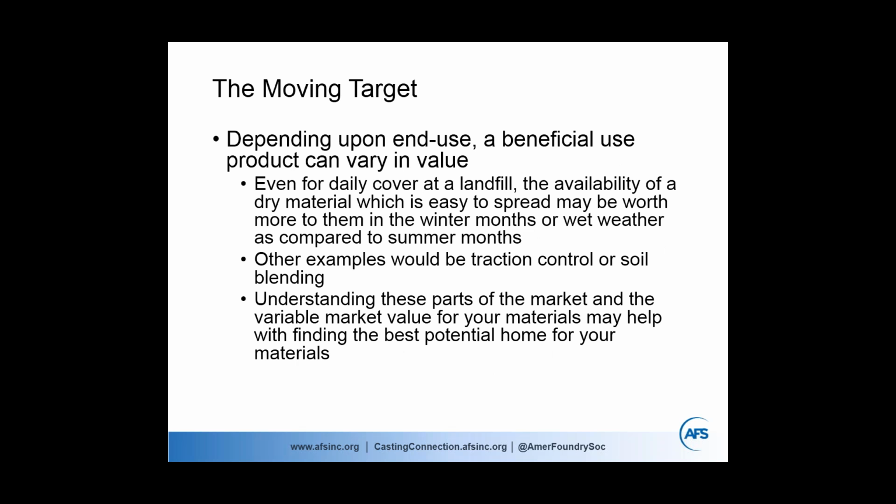Just like gold, Foundry sand can vary in value depending upon an end user and how badly they need material. Believe it or not, even landfills have a high and low demand cycle. Even in the case of sending material in the form of daily cover to a landfill, if they've got an ability to spread material easier in the colder weather, or they're struggling to get things like soils used for cover, Foundry sand can be more valuable to them. So it's important to learn those cycles as well.